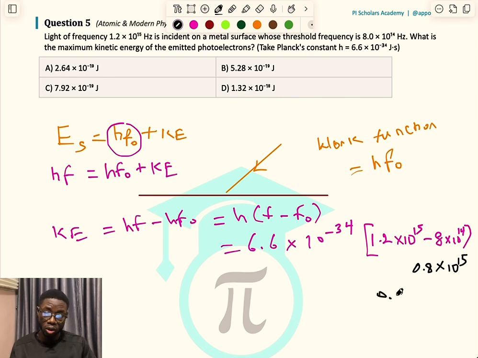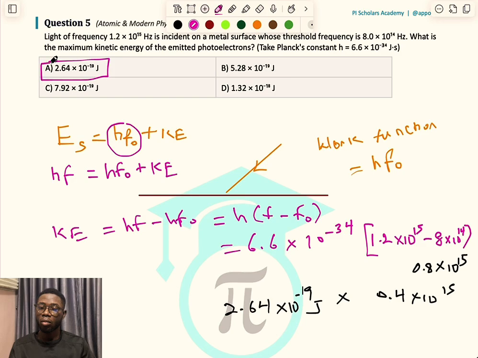So you have 0.4 times 10 to the power of 15, then multiply by 6.6. 0.4 multiplied by 6.6 is 2.64. So we have 2.64. Now we have negative 34 plus 15, and that's negative 19. So that will be 2.64 times 10 to the negative 19 joules. So that will be the correct answer. So the correct answer is this one right here. That's basically how you solve a problem like this.